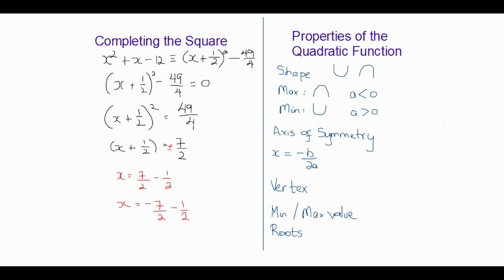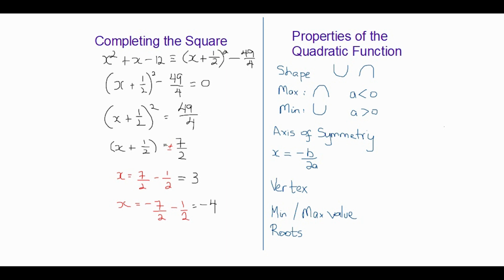So let's solve for x. When we solve for x, we're going to get 7 over 2 minus a half, which leaves us with 6 over 2, giving us 3. And when x is equal to minus 7 over 2 minus a half, we're going to get that x is equal to minus 8 over 2, which simplifies to x is equal to minus 4.